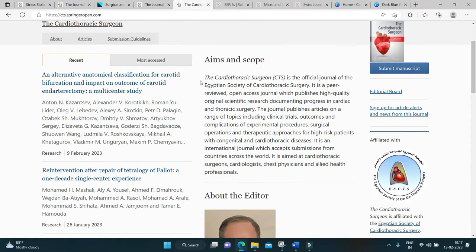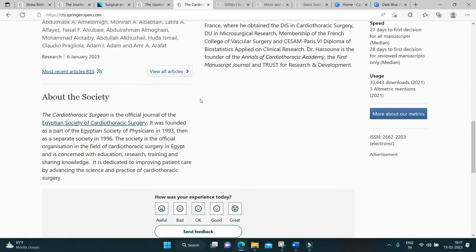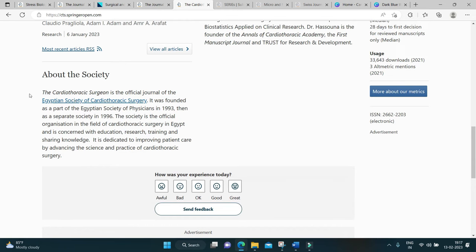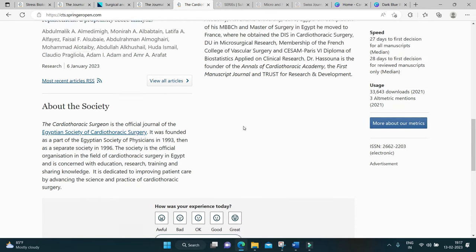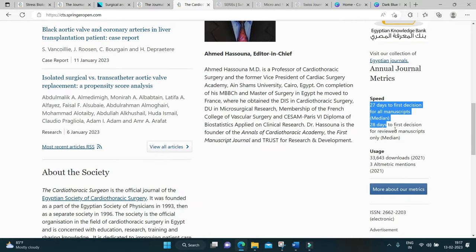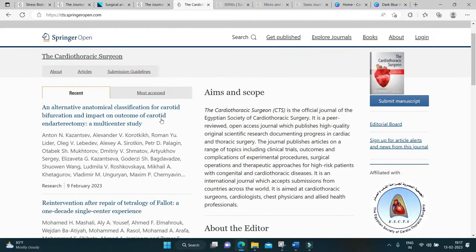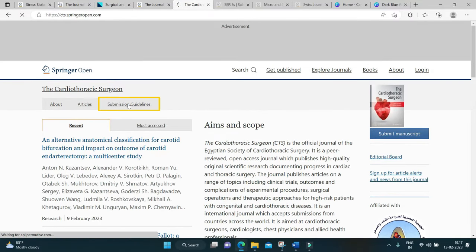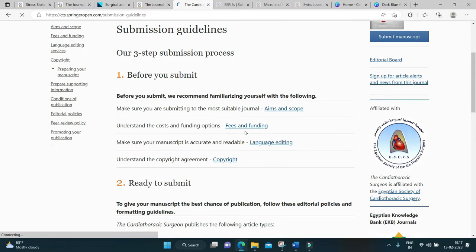So the next journal in the list is again a medical oriented journal, the Cardiothoracic Surgeon. Read the aims and scope of this journal. This journal is affiliated with the Egyptian Society of Cardiothoracic Surgery, and the review process is quite fast. You will get your first decision within a month, within 30 days.